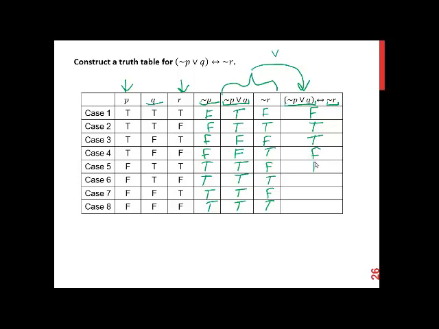The same for case 5. Case 6, we're both true, so that's going to be true. Case 7, we've got one true and one false, so that's false. Case 8, we have the same true for both of them, so that case is true. So these are all the possible outcomes of that statement depending on whether each of these three statements is true.